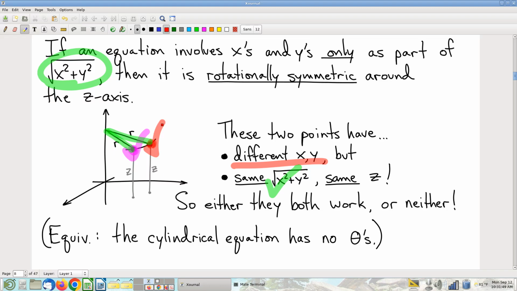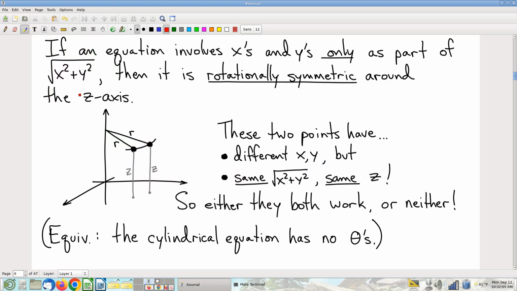Any rotation of the purple point is going to have the same r and the same z, and therefore is going to fit into the equation in pretty much exactly the same way. So, therefore, this surface is rotationally symmetric. That's one way to see it. Here's another way to see it, and I like this one too.